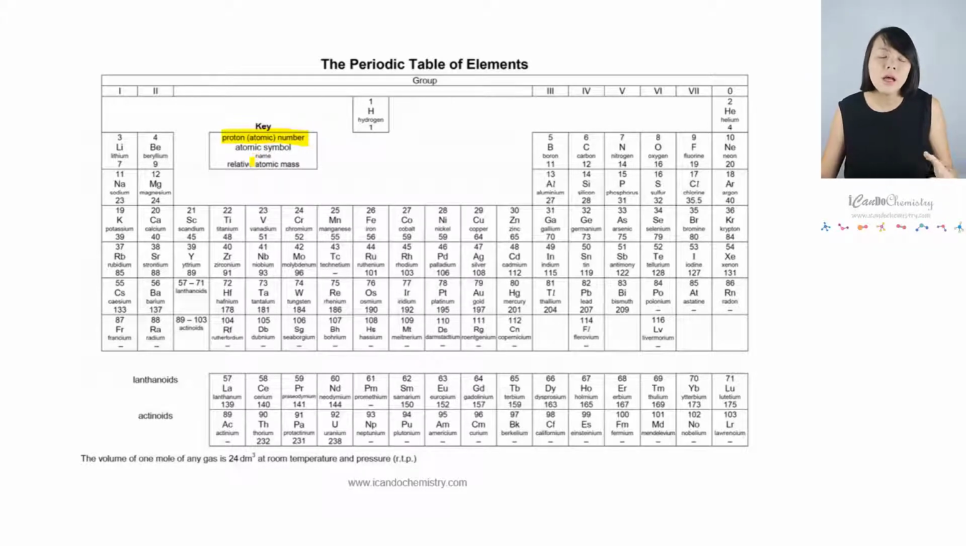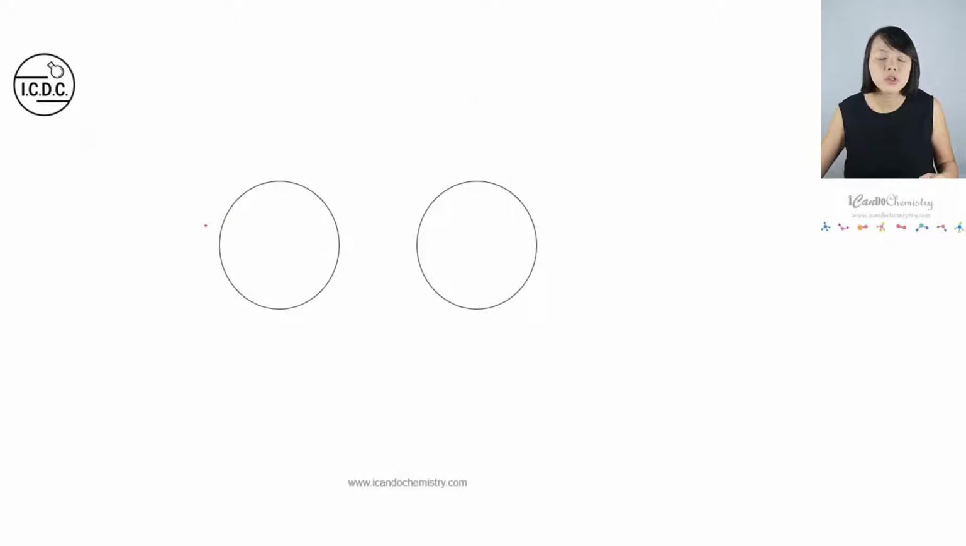Now in an atom, the number of protons and the number of electrons are the same, and hence we can safely say that the number at the top also represents the number of electrons in an atom. So for hydrogen, the number of protons is 1 and the number of electrons is the same, it is also 1. So each hydrogen will have 1 electron.